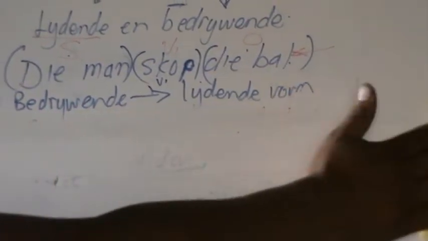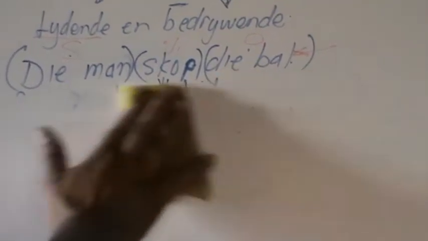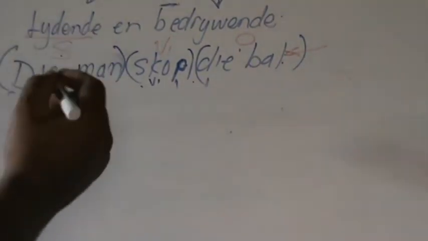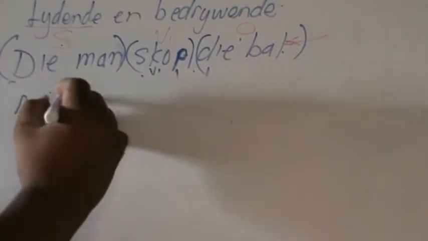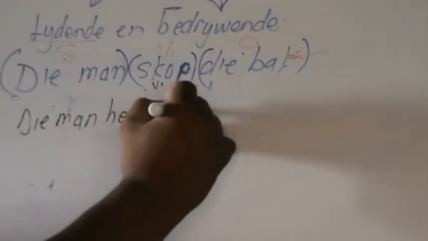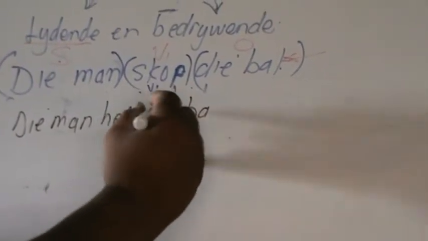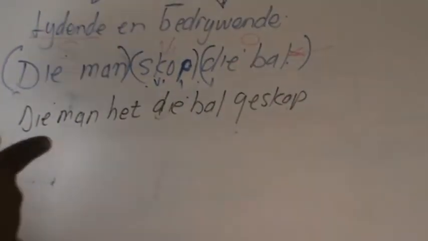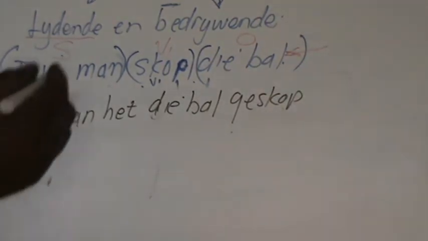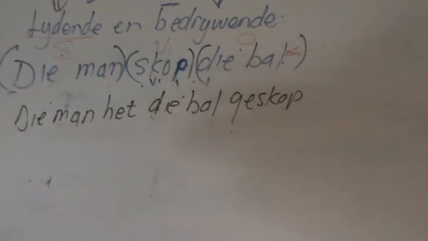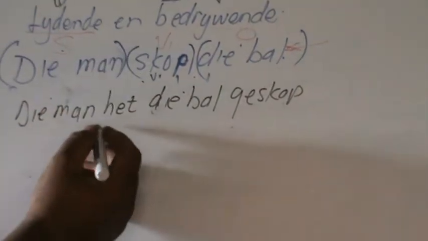Right, so let's see now again. Let's deal with this one first. Now we have to deal with what? Past tense. Now we're going for the past tense, right? Die man het die bal geskop. Right, that is our sentence in past tense. Now we're going to put it into lydende form because lydende form is tested, right? We're going to put it into lydende form. This one is in bedrywende form, right?